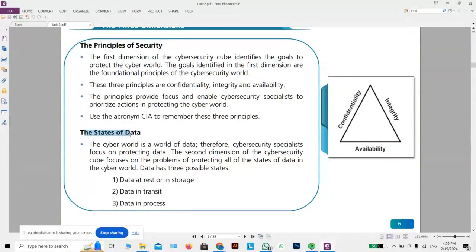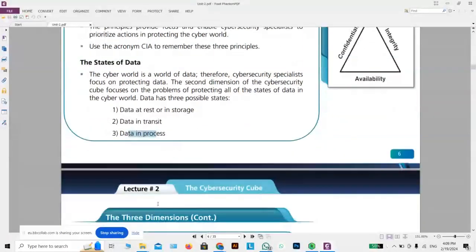So that data can be in different states. You might have the data at rest, or in a storage form, or you might have data in transit, or you might have data that's being processed. This is the second dimension, where you see the states of data. Okay, let's look at the cybersecurity safeguards.